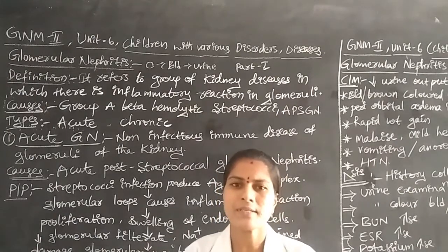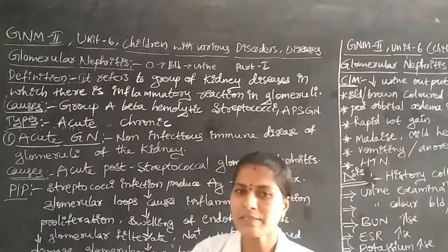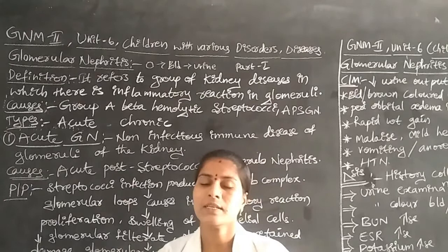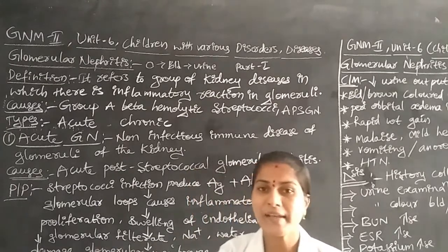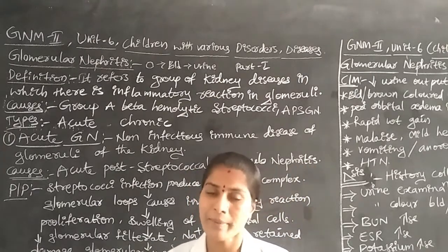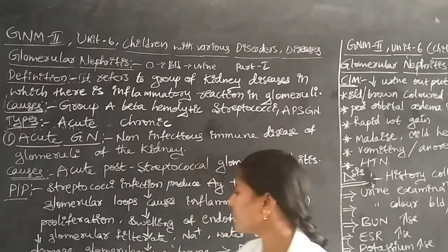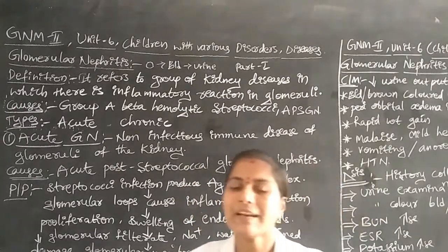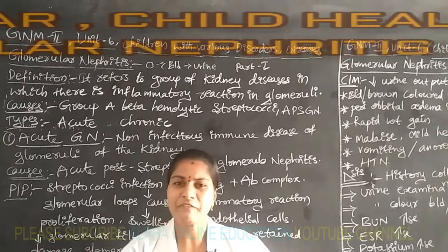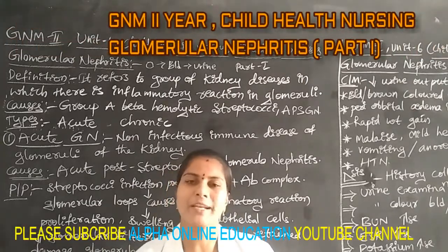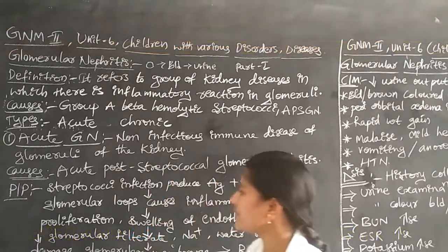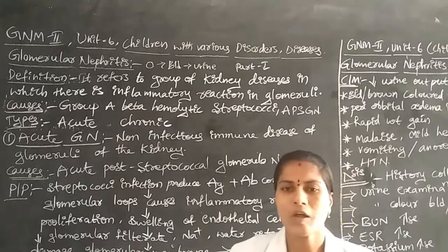Membrane means a thin layer. In that layer, the overload of water and sodium over many days will damage the glomerular membrane. It leads to renal failure, meaning kidney functioning will completely fail. This is the pathophysiology of glomerulonephritis.